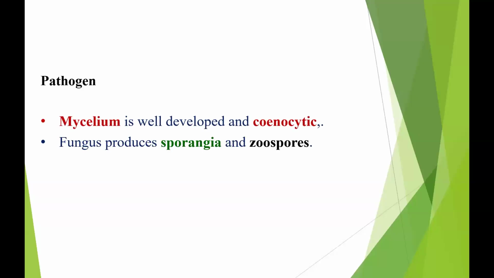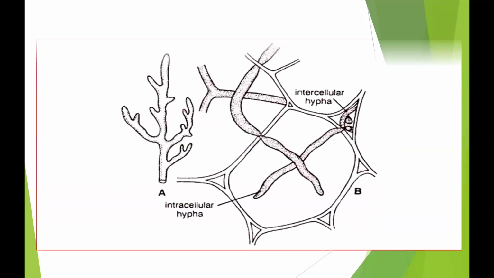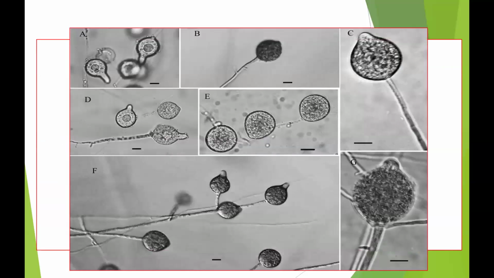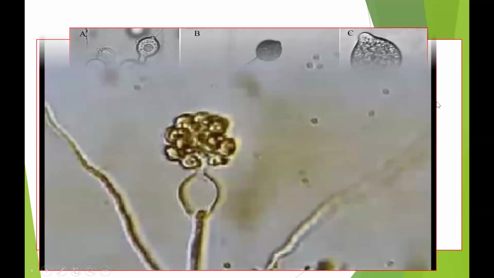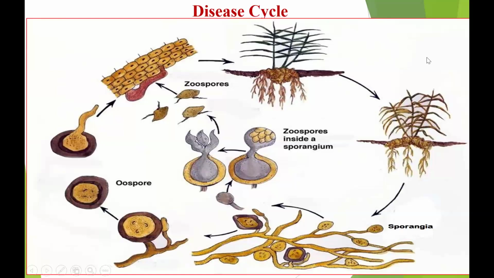Rotting has happened, and the pathogen mycelium is well developed, coenocytic, without septation, and the fungus has sporangia and zoospores as it is a lower fungi. The sexual spores are oospores, and this is how it looks under the microscope. These are the vesicles present, and they germinate and produce sporangia. Sorry, they produce zoospores and oospores.